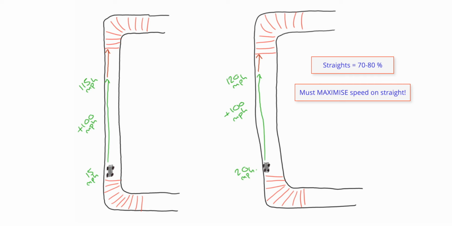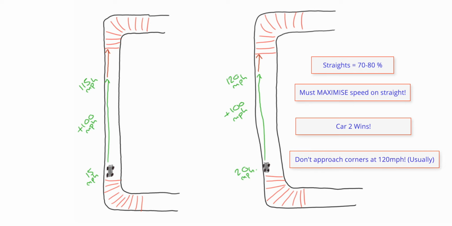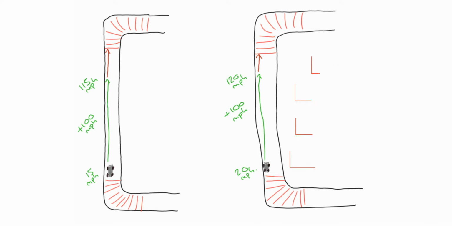If we look at the car on the left with an exit speed from the first corner at 15 miles per hour, in comparison with the same car exiting at 20 miles per hour, let's say they both gain 100 miles per hour across the straight. By the time they hit the braking zone, which we'll cover later, the first car will hit it at 115 miles per hour, where the second car will hit it at 120 miles an hour. Overall, car number 2's time down the straight will be lower than car number 1. However, we can't approach a corner at 120 miles per hour because, as said before, this will lead to disaster.